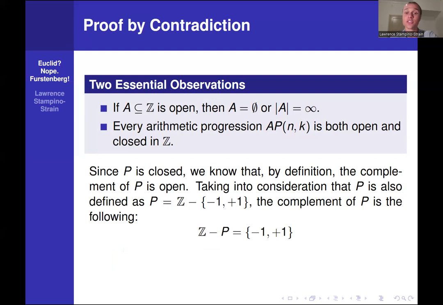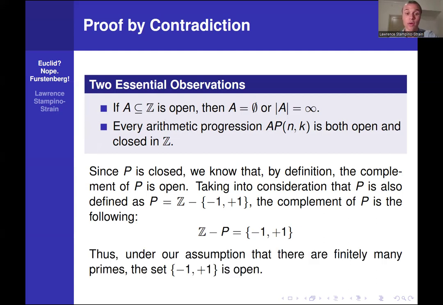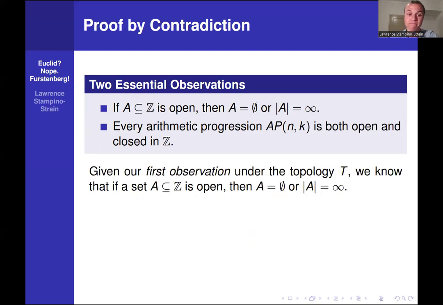Now, since P is closed, we know that by definition, the complement of P is open, right? So taking into consideration that P is also defined as the set of integers without -1 and +1, the complement of P is the following, right? The complement of P is the set of -1 and +1, right? And so, again, because P is closed, the complement of P is open. So {-1, +1} must be open, right? Under our assumption that there are finitely many primes.